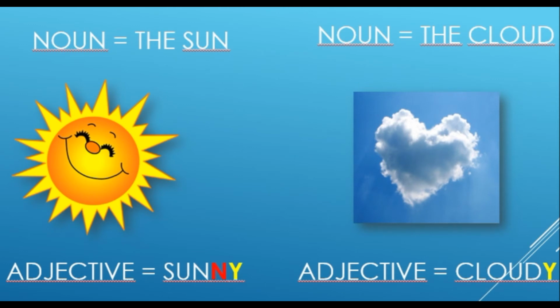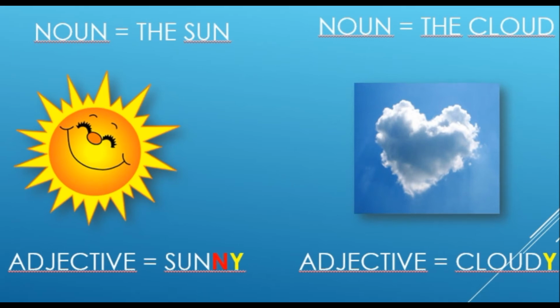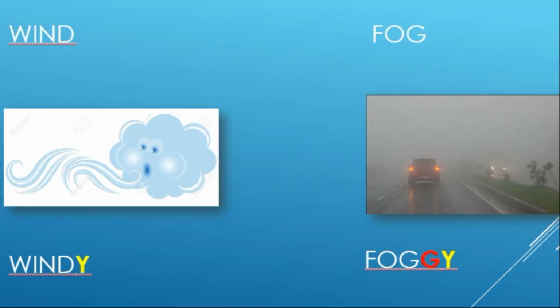So we double the letter N because it is a noun ended in consonant, vowel, consonant, and then we add Y. So the suffix that we use to change the noun into an adjective, it is Y. And the next noun here we have the cloud. When we change the noun, the cloud, into an adjective, it changes into cloudy. Let's go ahead in more examples. Take a look. We have wind, windy, fog, foggy. You see? The same rule.